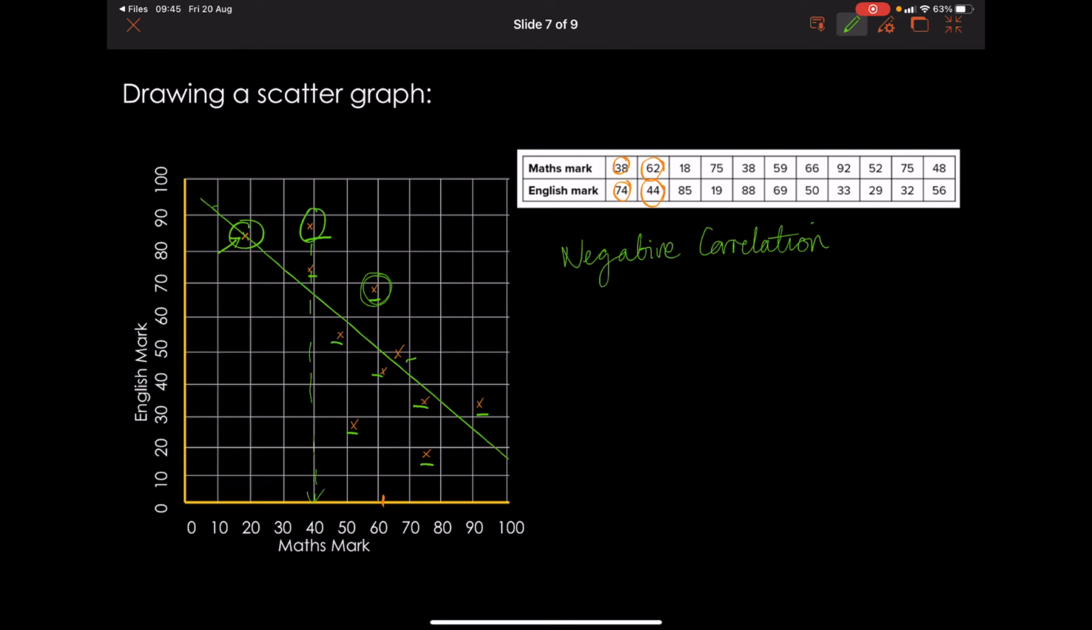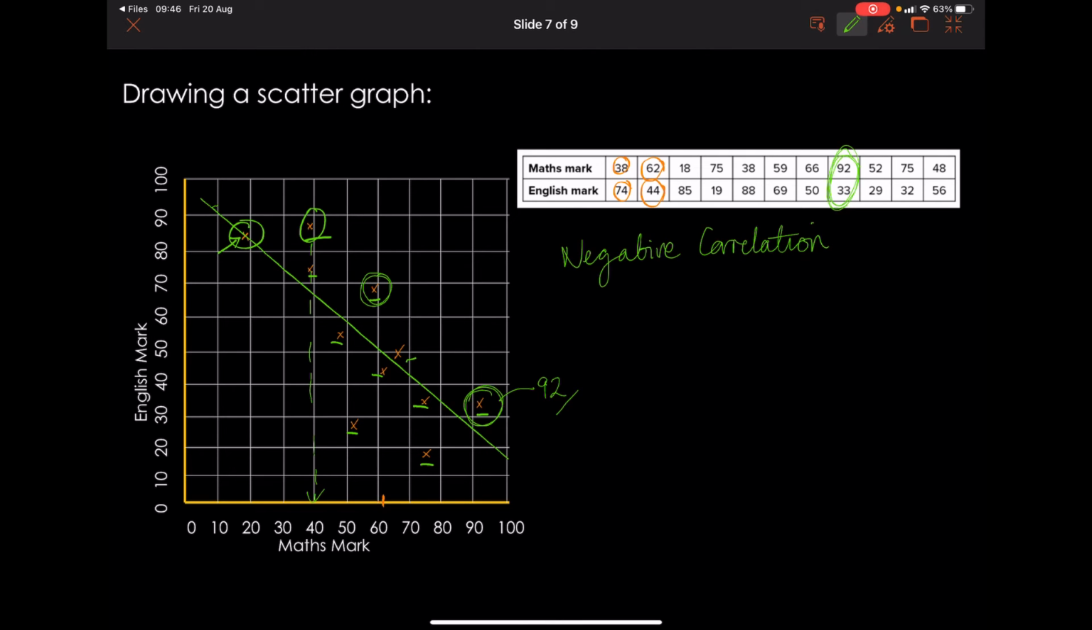But the further we go here, like the better you do in maths, not as well in English. Okay, so he got 92 in maths. Okay, but only 33 in English. Okay, it's this guy. All right, so we can see that that's a negative correlation.